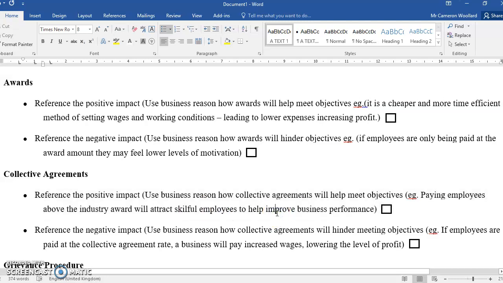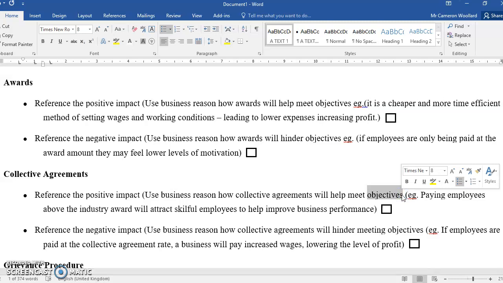By attracting those skillful employees, they're going to do a better job. Automatically, we go back to this idea here. It's going to help us meet our objectives because we're going to have quality service, going to attract those employees, all of those key things.